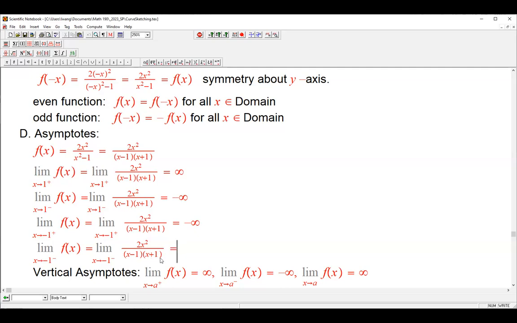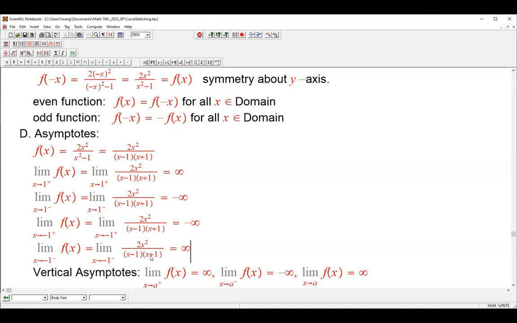And this other one, this is still negative, but x is approaching negative 1 from smaller than negative 1. So you're thinking of x might be like negative 1.01, so on and so forth. This piece is going to be negative. So negative times negative is going to be positive. So this is going to be approaching positive. So we got two vertical asymptotes. One is positive 1 and the other one is negative 1.